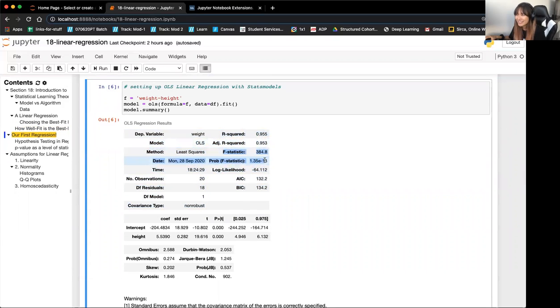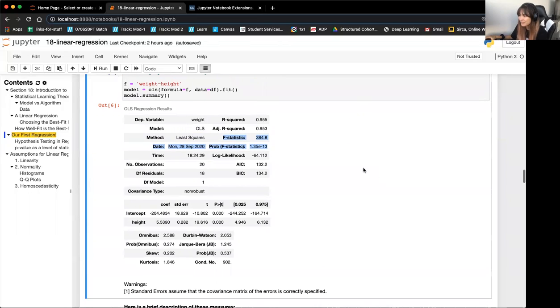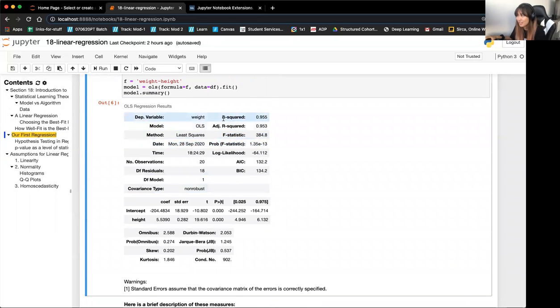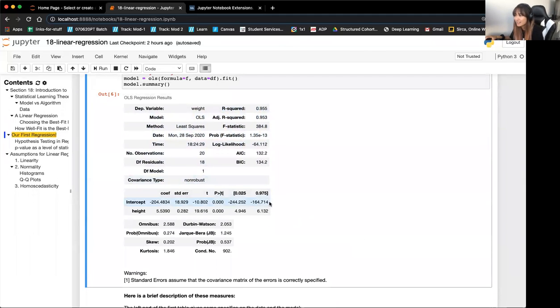F statistic, does anyone remember where we maybe briefly talked about F statistic? Anyone? We actually talked about F statistic and ANOVA. But for this, we don't typically talk about F statistic. Just curious if anyone remembered. So the main thing for this top table is really just R squared and adjusted R squared. The next important thing to look at is this table. Actually, in this table, almost everything is important.